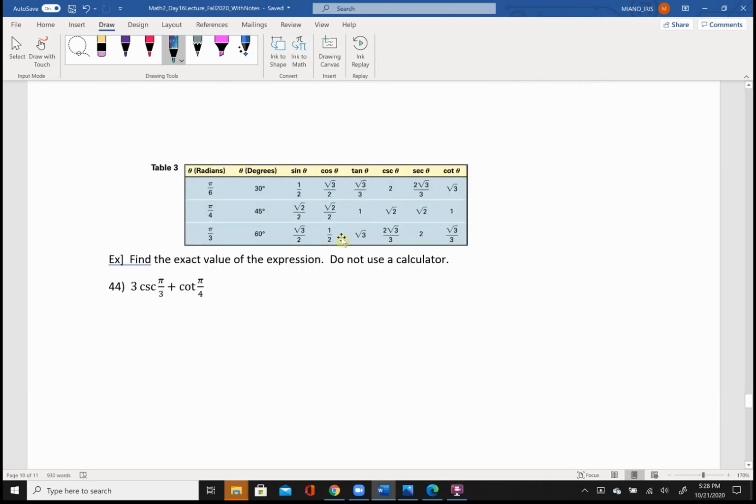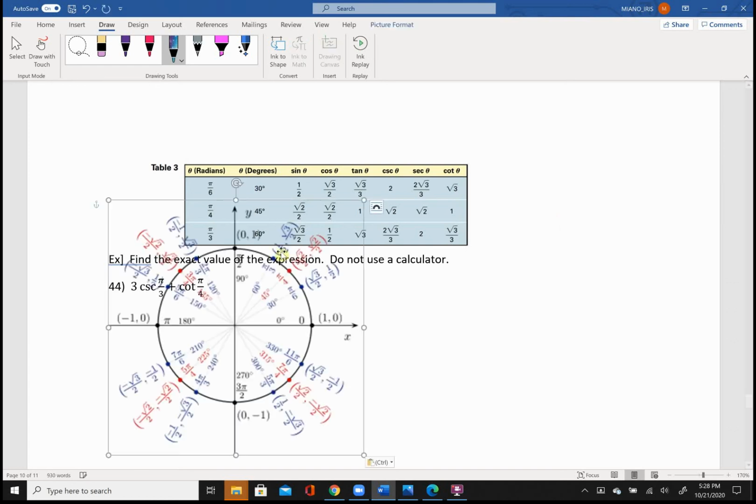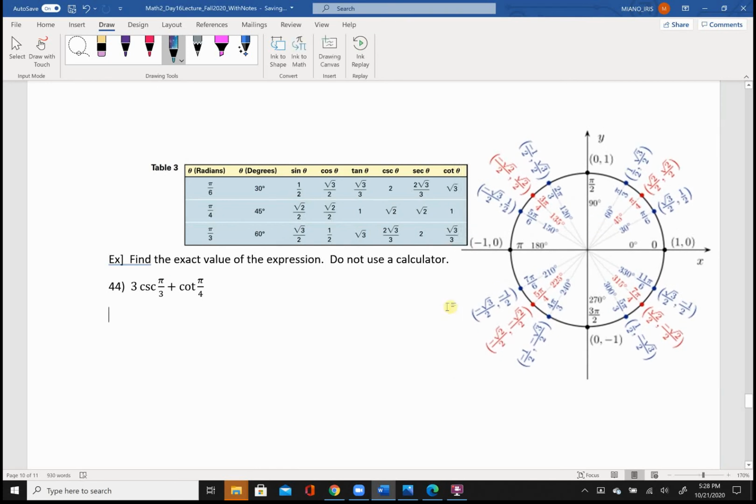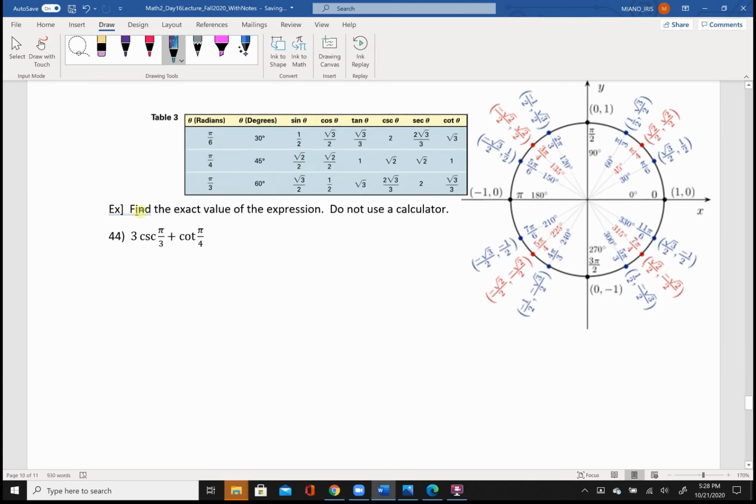If that's more helpful to you than looking at the unit circle, which by the way, I'm going to go ahead and paste right here again so I can reference it, then by all means use the table. But I'm going to have it there in order to find the exact value of this expression right here. So this cosecant of pi over 3, oh my goodness, well, I'm going to have to think about this a little bit further. Let me actually rewrite this as 3 times, well, what is the cosecant? Well, that is 1 over the sine of pi over 3.